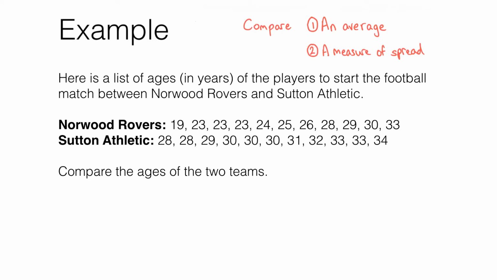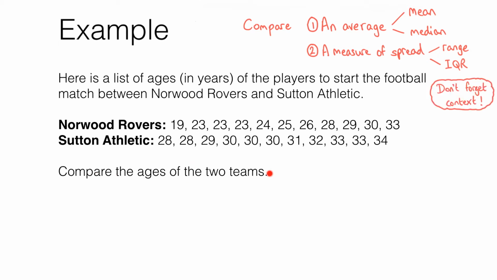For the average, you can choose either the mean or the median. For the measure of spread, you can choose either the range or the interquartile range. You also need to give some context to your answers, as I will explain. For this question here, I am going to use the median for the average just because it is easier to calculate than the mean. For the measure of spread, I'm going to use the range, again, because it is easier to calculate.